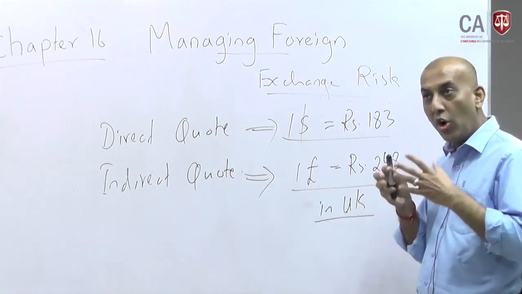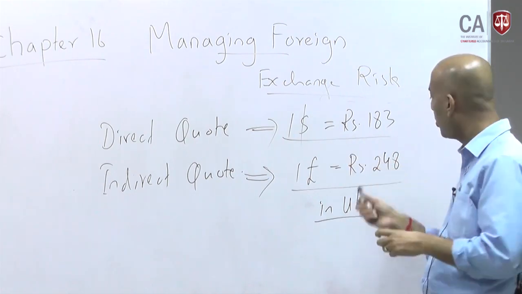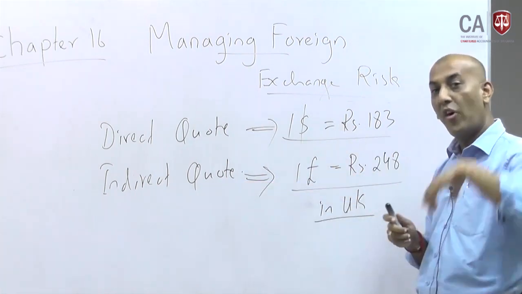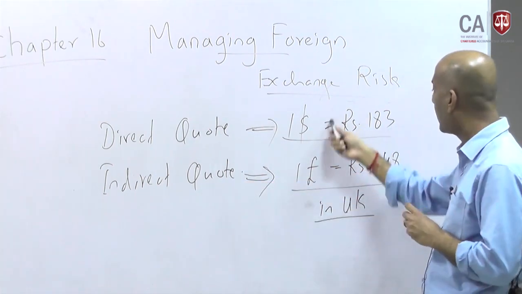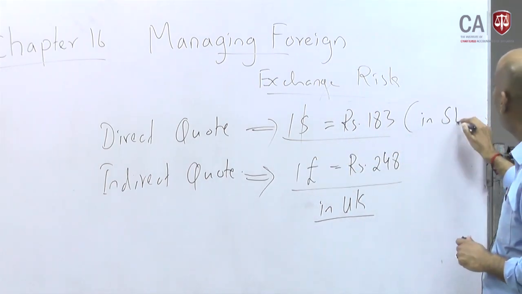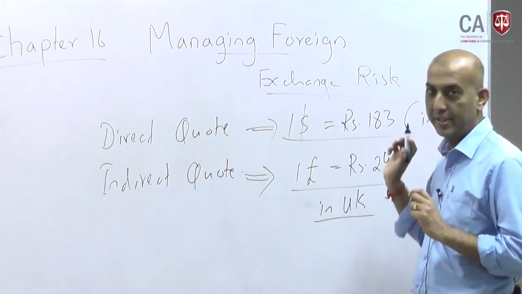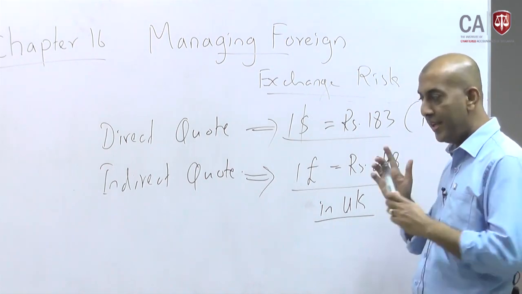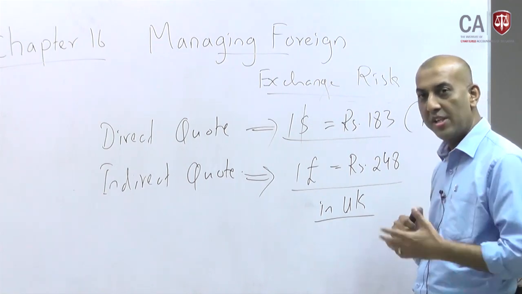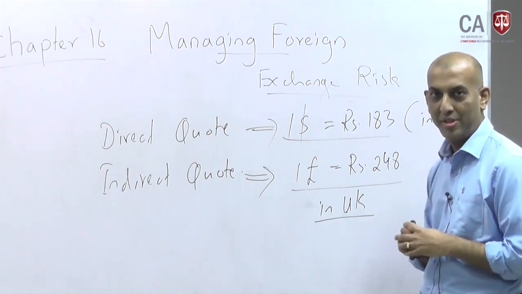In any country you go to, if they give 1 unit of their local currency equal to foreign currency, it's an indirect quotation. If it is $1, that is 1 unit of foreign currency equal to how many local currency, then it's a direct quote system. In Sri Lanka we follow the direct quote system. In the UK they follow the indirect quote system. You need to know this, because when you work through examples or questions, you may have to look at what quote system has been used.